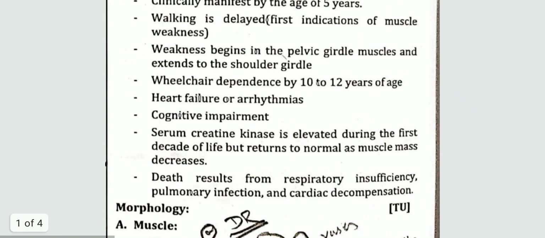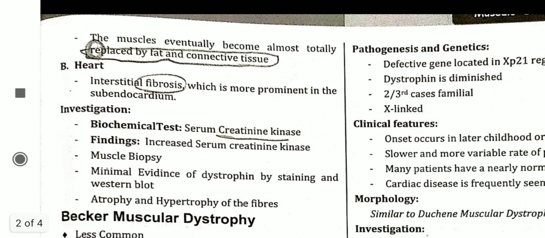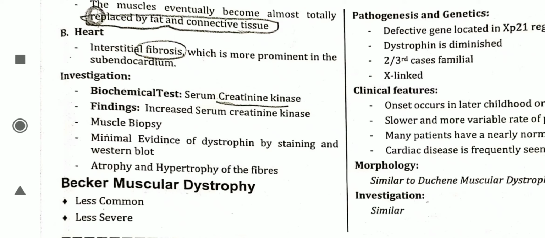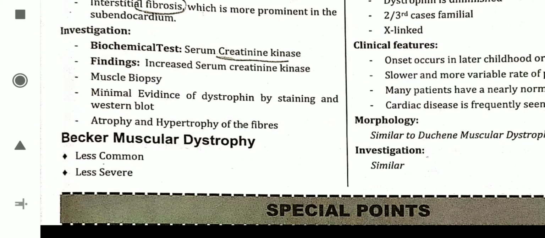The diagnosis is through laboratory elevation of serum creatine kinase. In microscopy there is a replacement of the muscles by fat and connective tissue. In the heart there is fibrosis. On biochemical or laboratory investigation, there is an increase in the serum creatine kinase. In the muscle biopsy we can see the microscopic features: there is atrophy and hypertrophy of the muscle fibers.